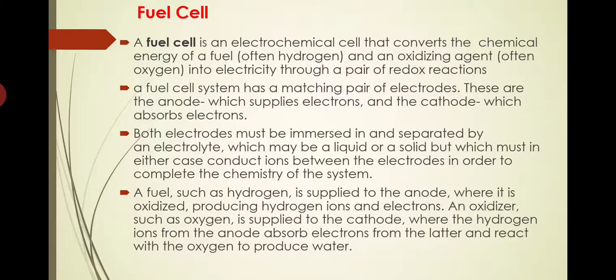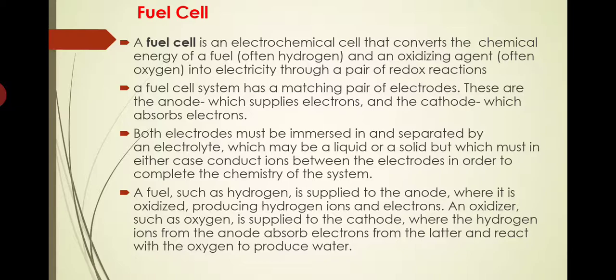A fuel cell is an electrochemical cell. Some chemical reactions are taking place in order to produce the electricity. So a fuel cell is an electrochemical cell that converts the chemical energy of a fuel, usually hydrogen, and an oxidizing agent, usually oxygen, into electricity through a pair of redox reactions. So through a pair of redox reactions, we are converting the chemical energy of a fuel into electricity.